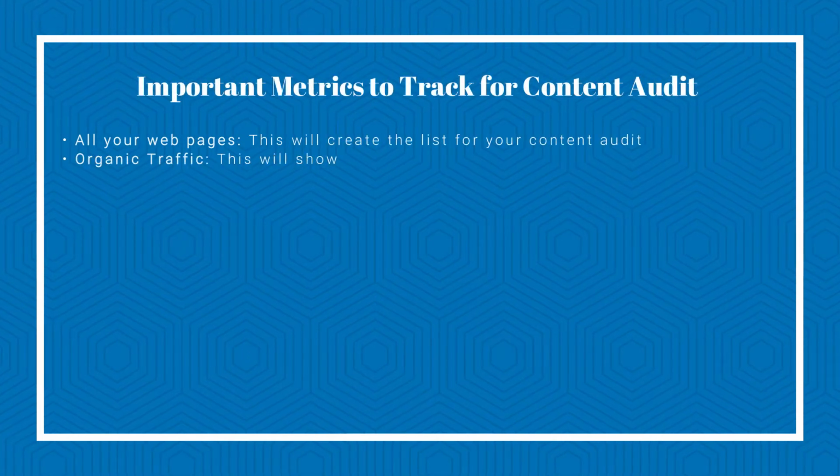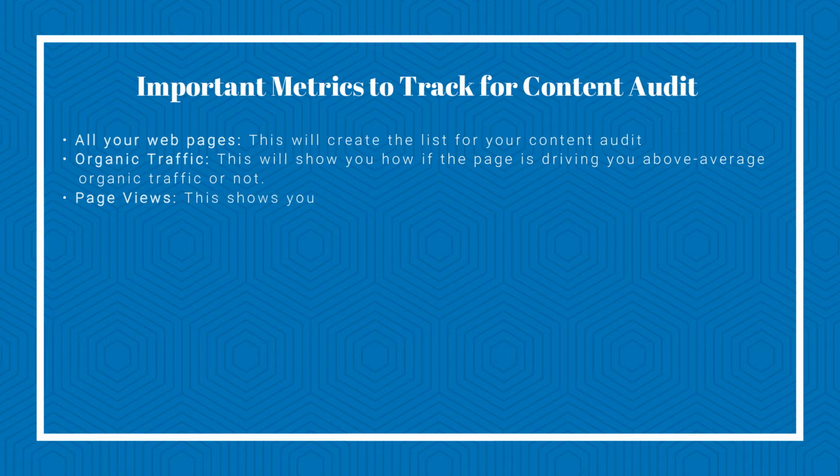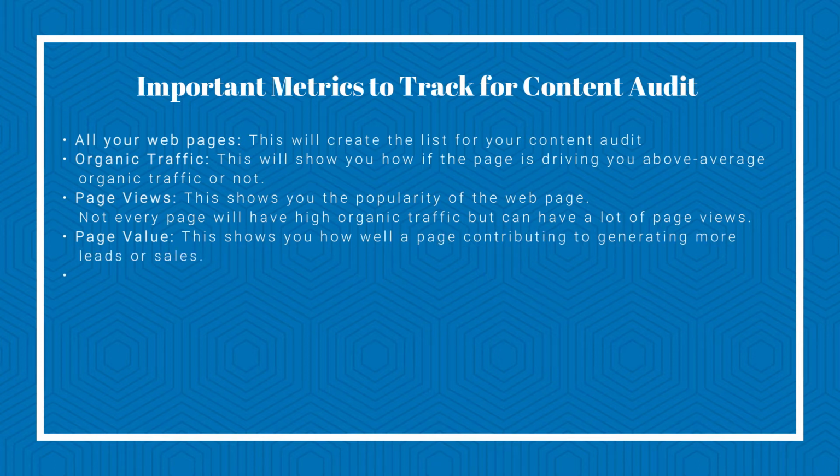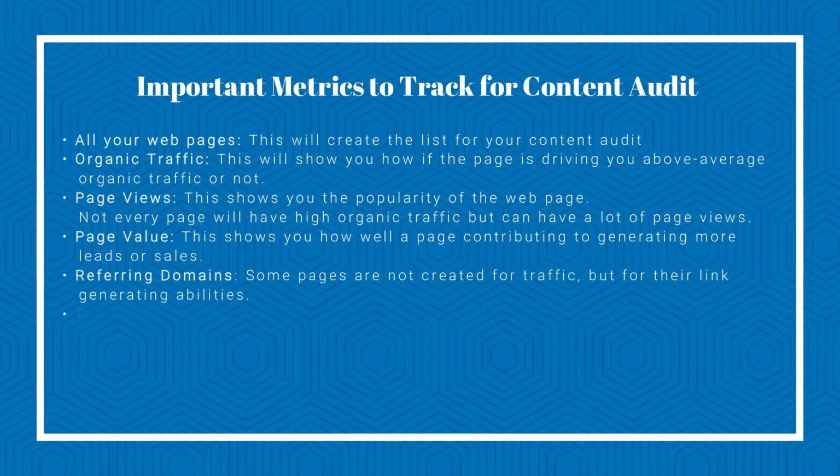The second is organic traffic. This will show you if the page is driving above average organic traffic or not. The third is page views. This shows you the popularity of the web page. Not every page will have high organic traffic, but can have a lot of page views. The next is page value. This shows you how well a page is contributing to generating more leads or sales for your business.